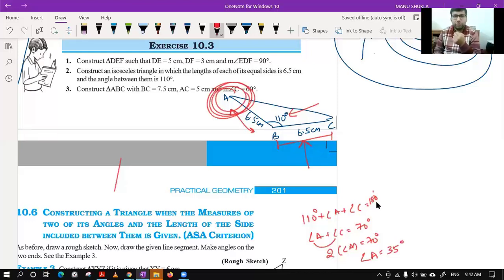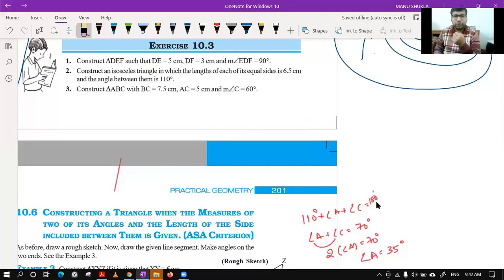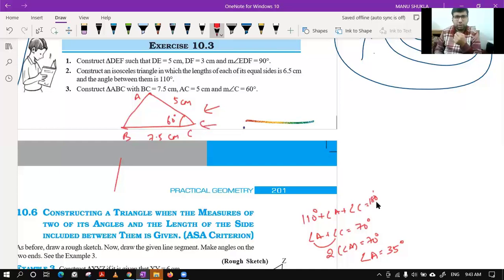Now the last question, construct triangle ABC in which BC is 7.5. So we have to make a rough diagram first. So BC we will make first. BC 7.5 centimeter, AC is 5 centimeter and angle C is given to you as 60 degree. This is the rough diagram for the question. Now we are ready to make the real one.